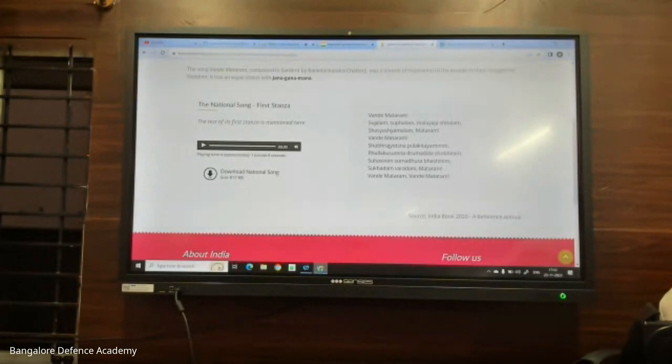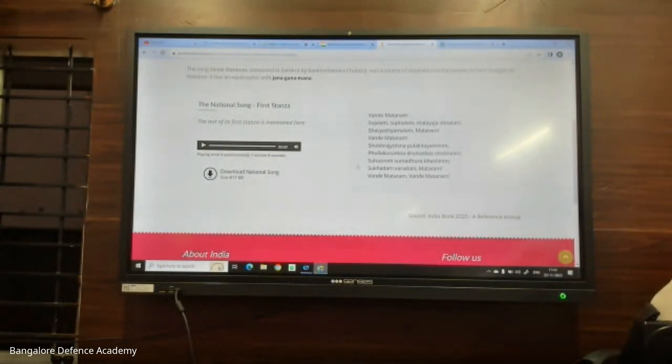वंदे मातरम, सुजलाम सुफलाम मलयज शीतलाम शस्य श्यामलाम मातरम वंदे मातरम। Subrajosna Pulakita Yaminim, Pulya Kusumita, Drumadala Shobinim, Suhashinim, Sumadhura bhashinim, sukhadam varadam mataram, vande mataram, vande mataram.